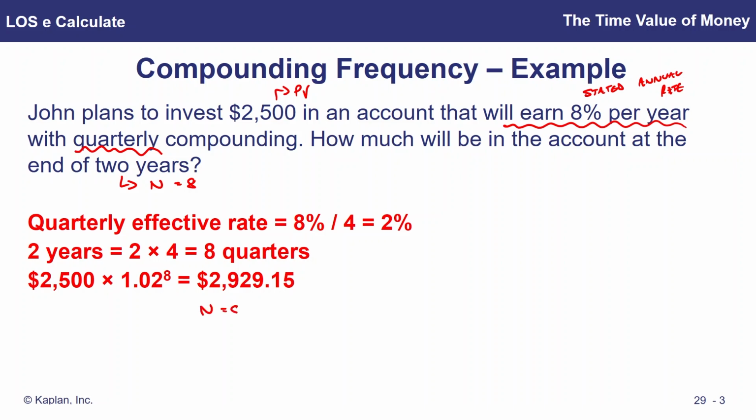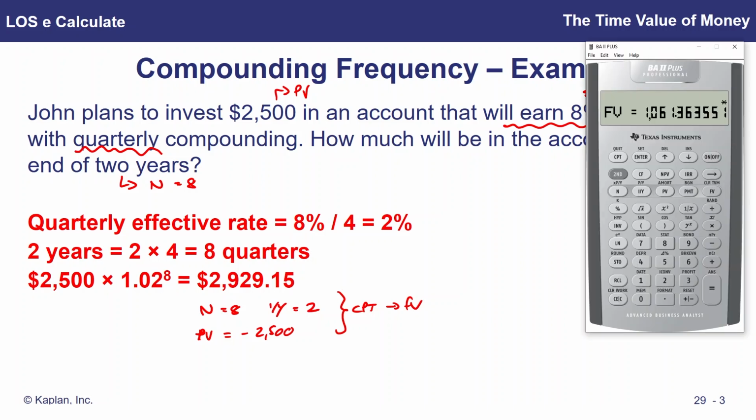N equals 8, IY equals 2, PV, present value, equals minus 2,500, and then of course all we need to do is compute the future value. I'll do it both ways with you on the calculator just to make sure you feel totally comfortable. First I'll do the manual computation.